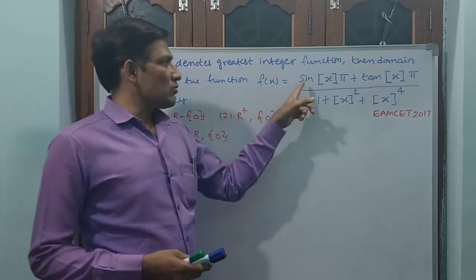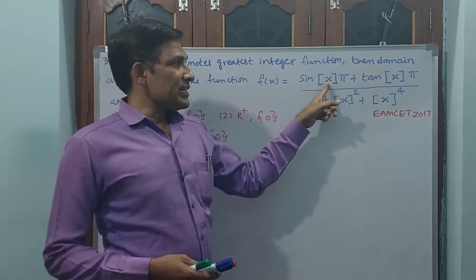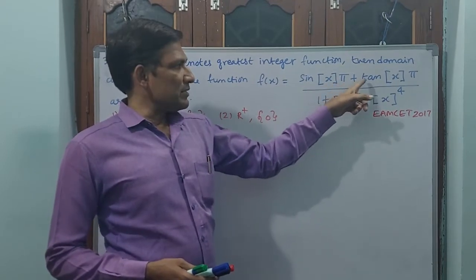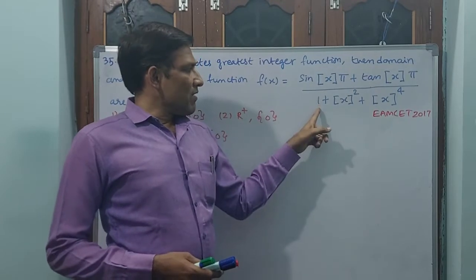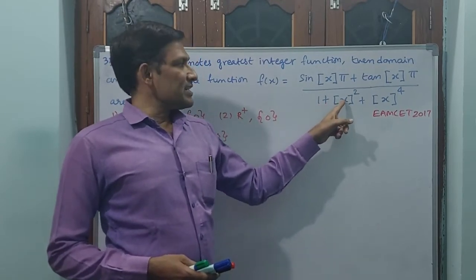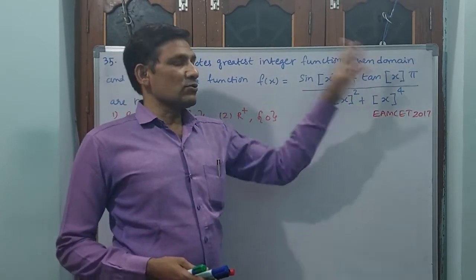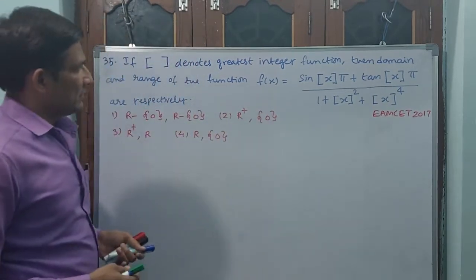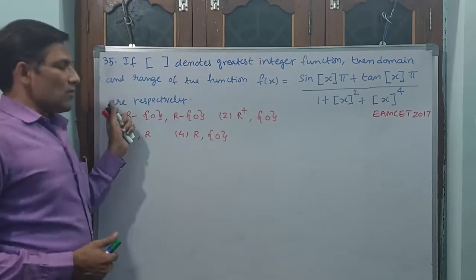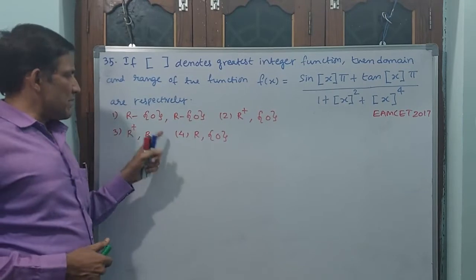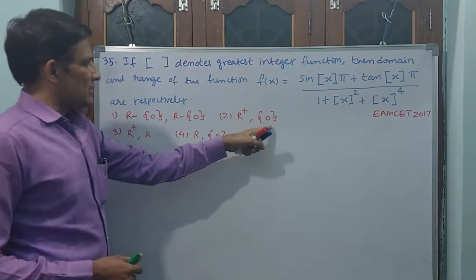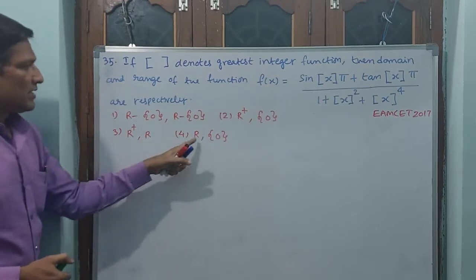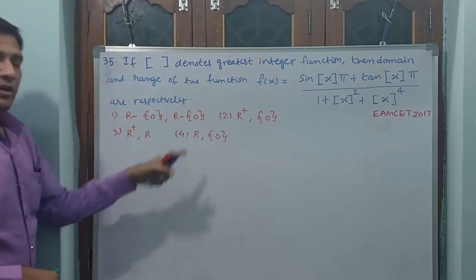f of x is equal to sin of (greatest integer x into pi) plus tan of (greatest integer x into pi), divided by 1 plus (greatest integer x) square plus (greatest integer x) to the power of 4. They are asking, this is the function, and you have to write domain and range respectively. First one is domain, next one is range. Which one is correct among these four?